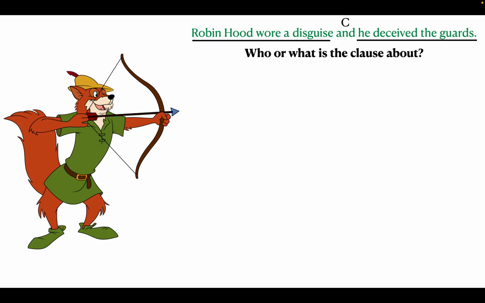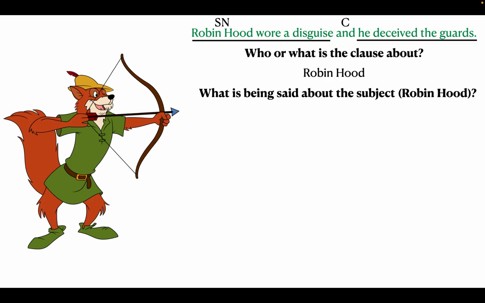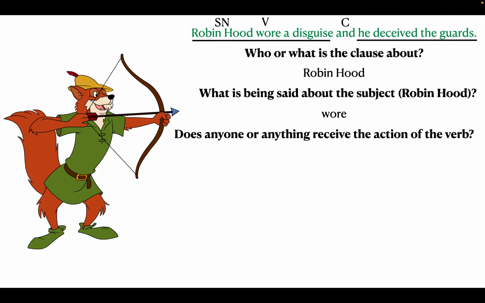So who or what is the clause about? That's right, Robin Hood. So he is the subject. And is Robin Hood a noun or a pronoun? That's right, it's a noun. What is being said about the subject? What is being said about Robin Hood? That he wore. So that is our verb. Does anyone or anything receive the action of the verb? Yes, disguise. Wore what? Disguise. So that makes the disguise our direct object.